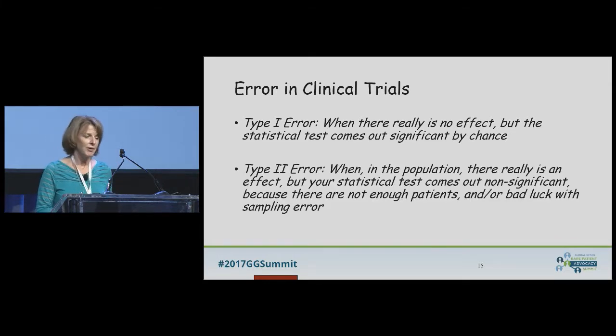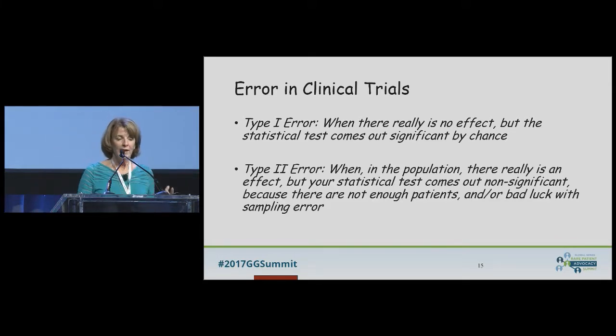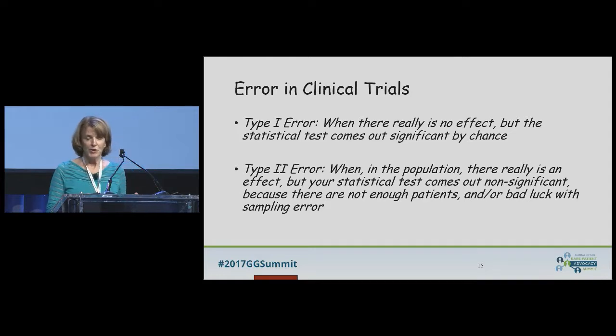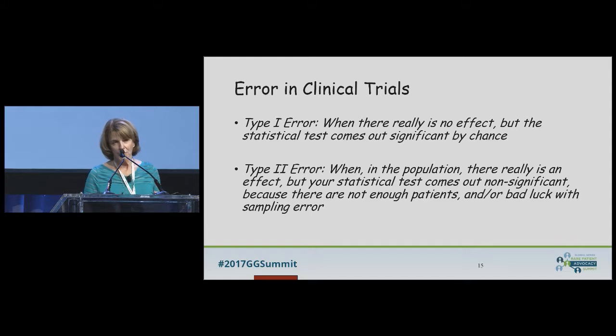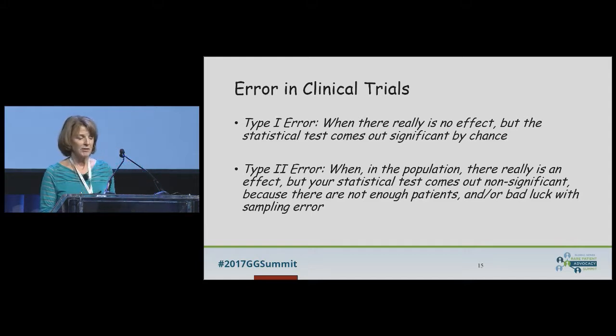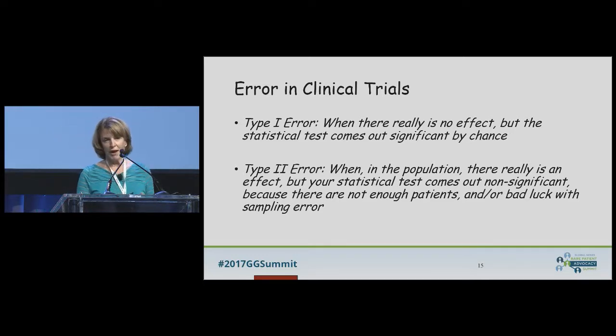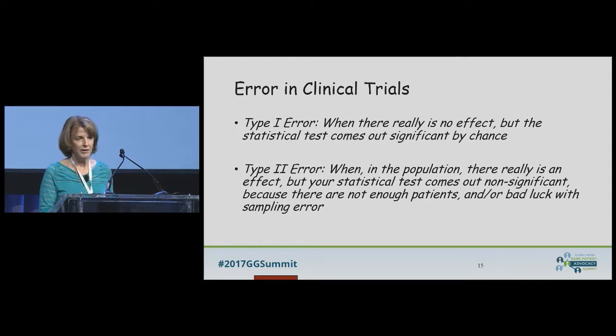And then the type 2 error is when there really is a treatment effect, but you don't have the right population, or you're not studying the right thing, or your sample is not large enough. And this is usually a sampling error issue. And this is probably what happens most often in clinical trials.